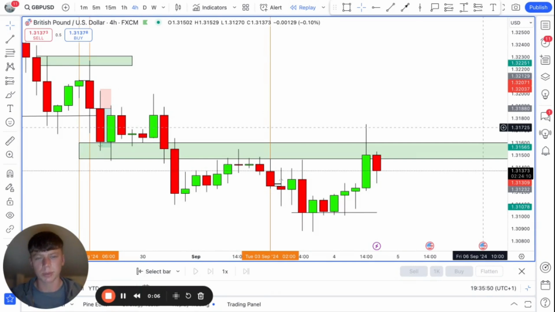I've had a bit of trouble with my computer. Things are a little bit laggy for some reason. Not sure if anyone has any idea how to fix this. As you can see, I'm a little bit laggy. Don't know what the issue is.